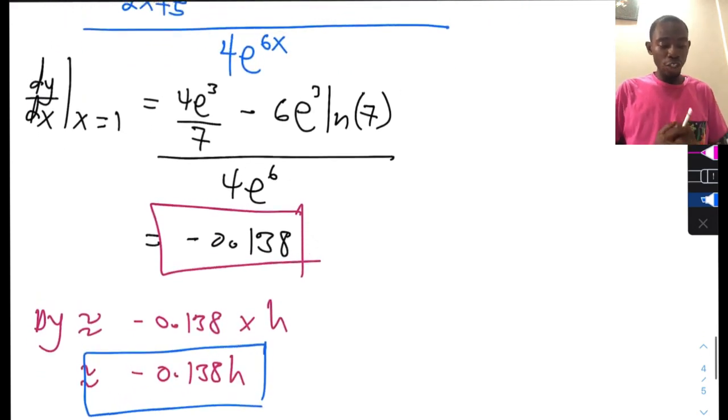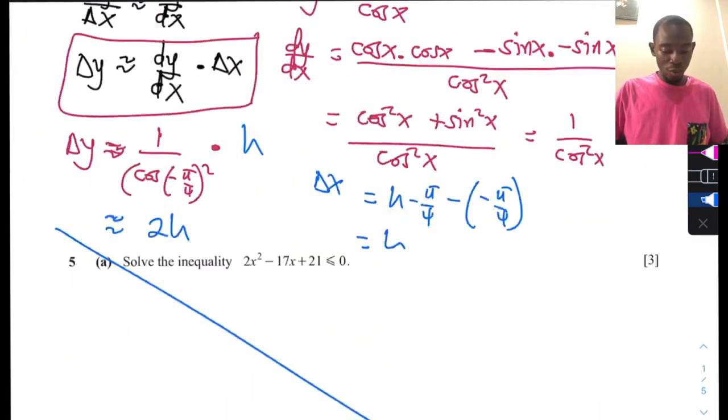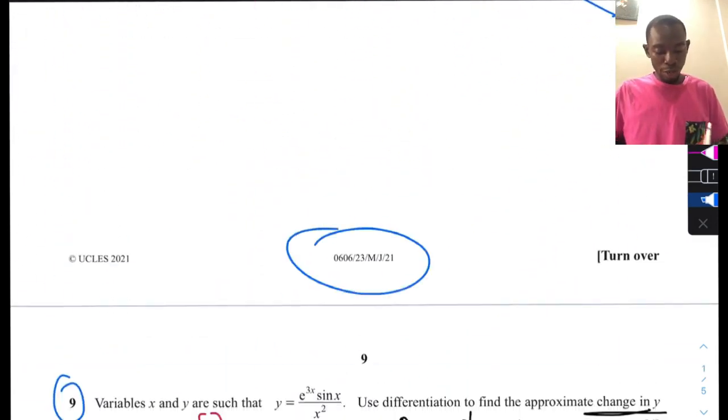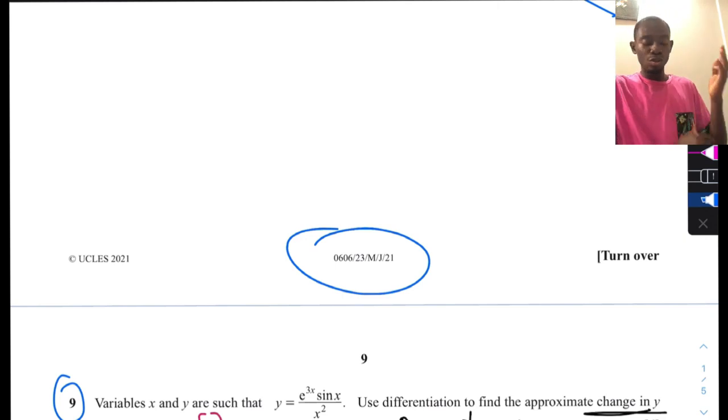You should find a worksheet in the description, give it a try. This question is May/June 2020, and I think the very first question that we solved was May/June 2021. So this is basically how Cambridge likes to set questions on small change.